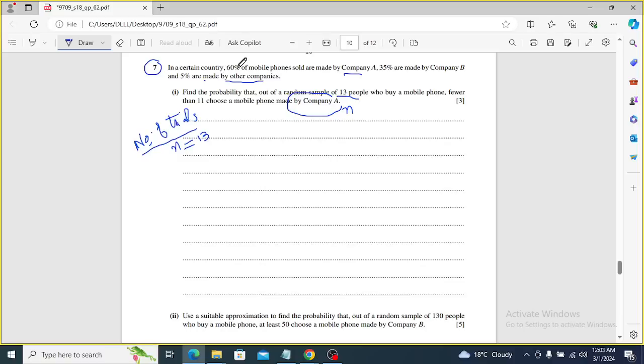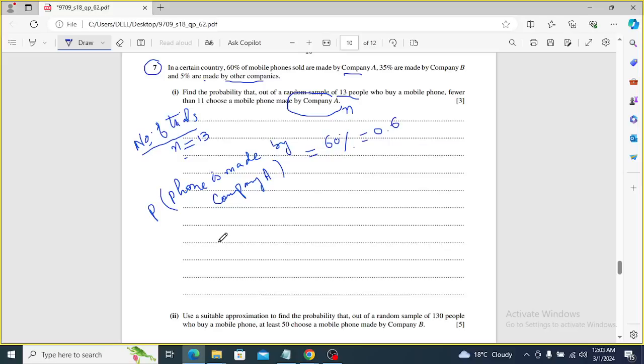So p is the probability of getting some event that is a success. The phone is made by company A. So you can write the phone is made by company A. So that is 60%, which is actually 0.6. This is p.